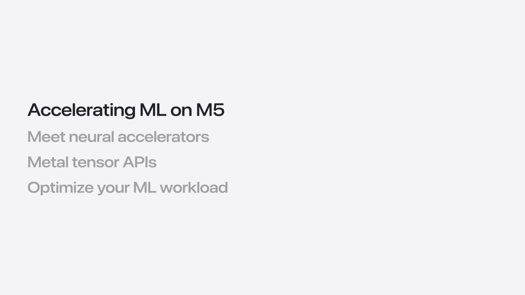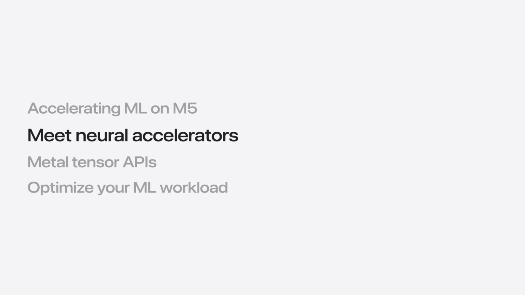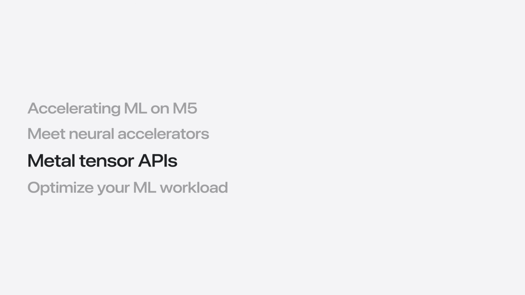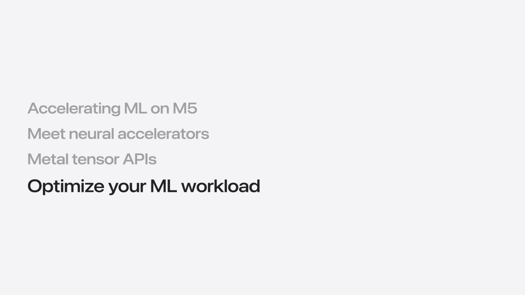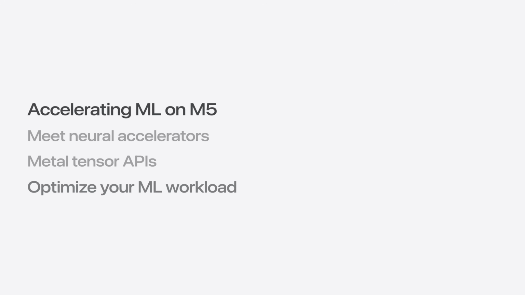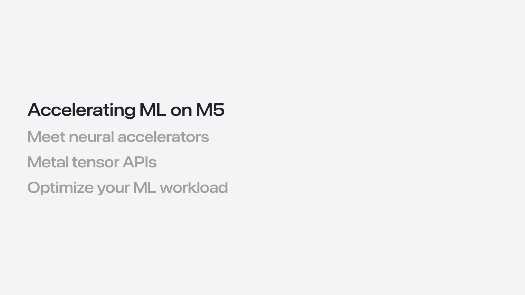In this talk, we're going to cover four main areas. First, we'll look at the ML performance gains in the M5 GPU and what developers are already seeing in real-world applications. Next, we'll introduce Neural Accelerators, what they are, how they work, and why they matter for ML performance. Then, we'll walk through the tensor APIs introduced in Metal 4, including recent updates that make it easier to get your ML workloads running efficiently on Apple Silicon. And finally, we'll show you how to use the developer tools to profile and optimize your ML applications. So let's jump into ML on the M5 GPU.